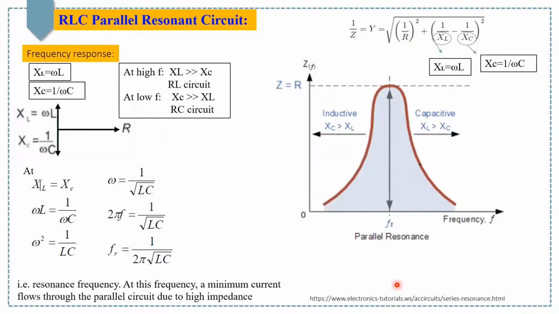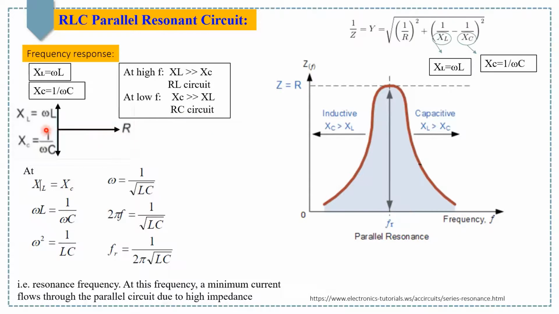Here is the frequency response. Here is the discussion about frequency response, where you know X_L is equal to omega L and X_C is equal to 1 over omega C. At the case of higher frequencies, X_L is much greater than X_C. So in that case, RLC parallel circuit acts like RL circuit. And at lower frequency, X_C is much greater than X_L. So in that case, the parallel circuit behaves like RC circuit.